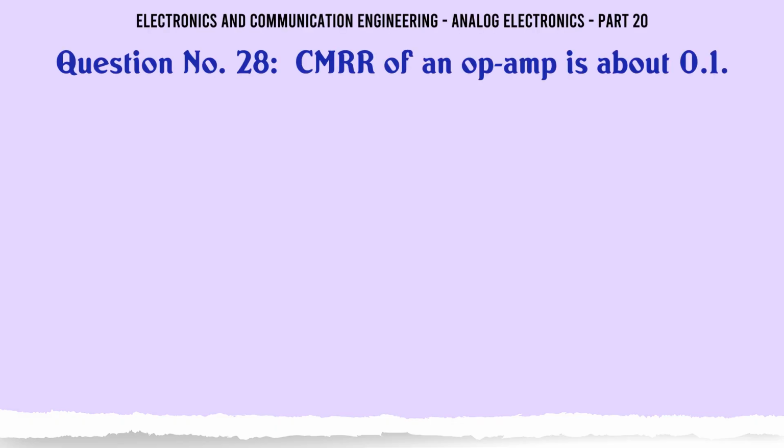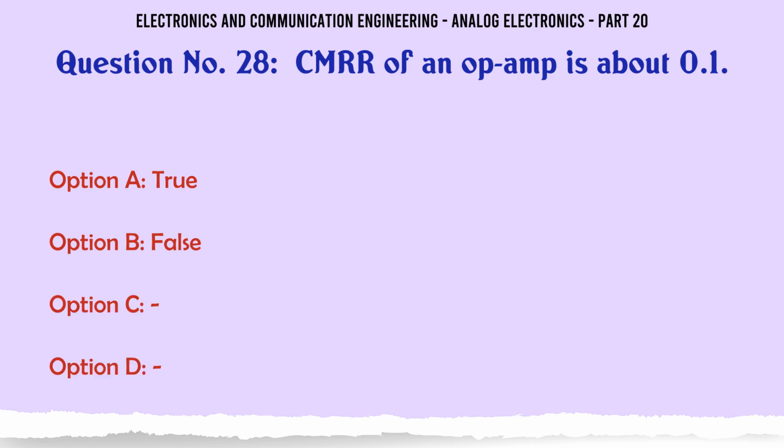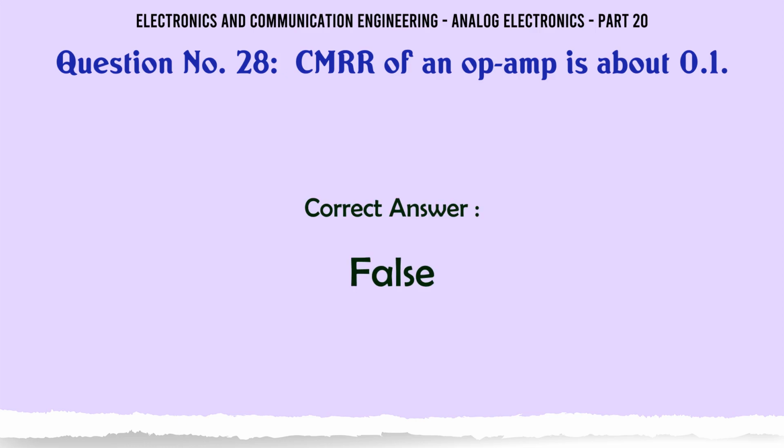CMRR of an op amp is about 0.1. A. True. B. False. C. D. The correct answer is false.